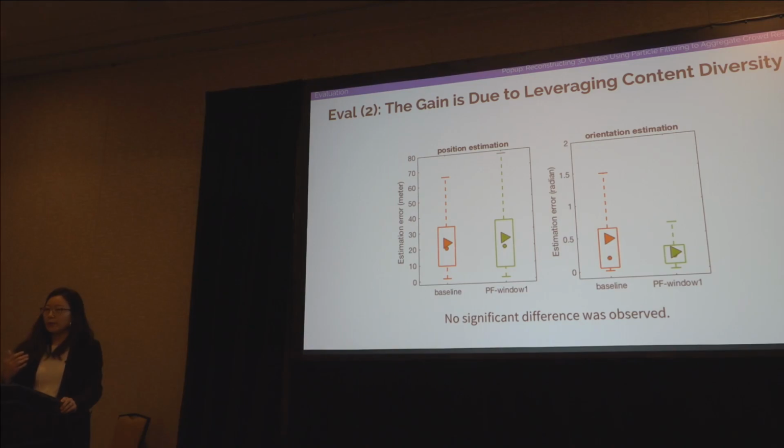And we could say that the gain was truly from the core idea of leveraging the content diversity, but not the estimation algorithm itself, because if we compare the baseline with the particle filtering, but not leveraging the content diversity, not borrowing annotation from neighboring frames, there was no significant difference between the performance.